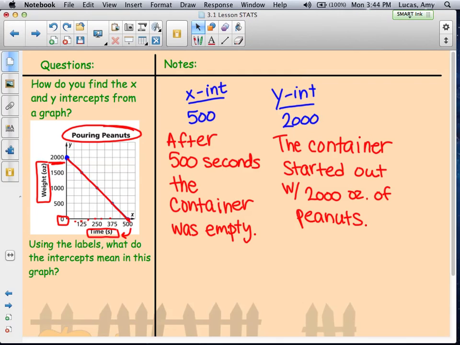So the first intercept, up at the top, I started out with 2,000 ounces of peanuts at a time of 0. So that's right at the beginning. That's how I know it's my starting point. And then it steadily decreased until we got to this 500 seconds. And at that point, the weight is 0, so the container is empty.